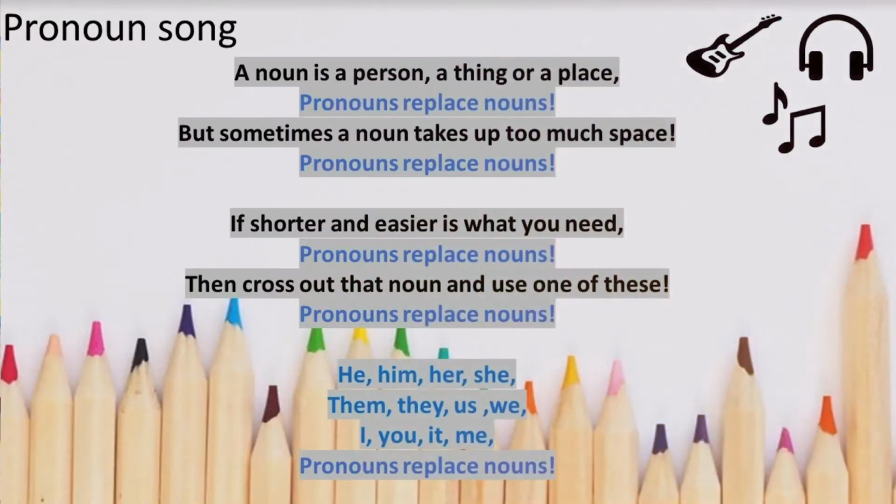Here we go. A noun is a person, a thing, or a place. Pronouns replace nouns, but sometimes a noun takes up too much space. Pronouns replace nouns. If shorter and easier is what you need, pronouns replace nouns. Then cross out the noun and use one of these. Pronouns replace nouns. He, him, her, she, them, they, us, we, I, you, it, me.